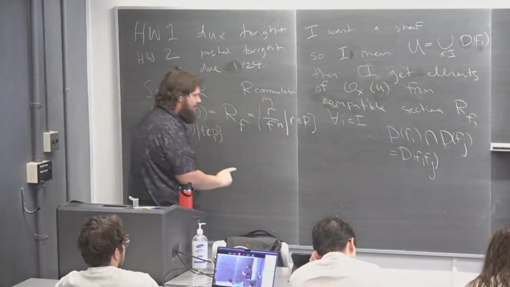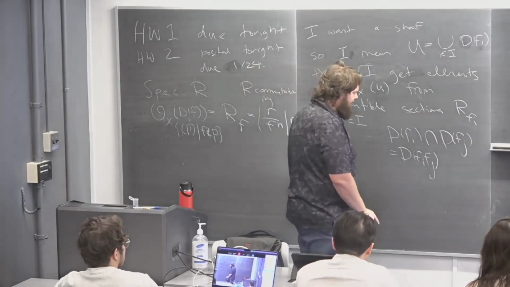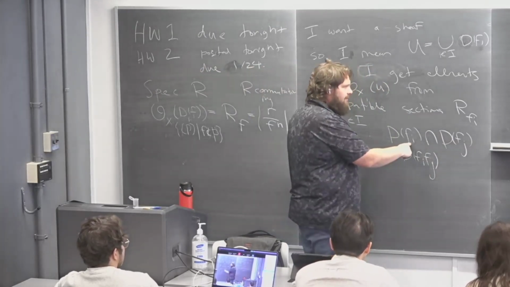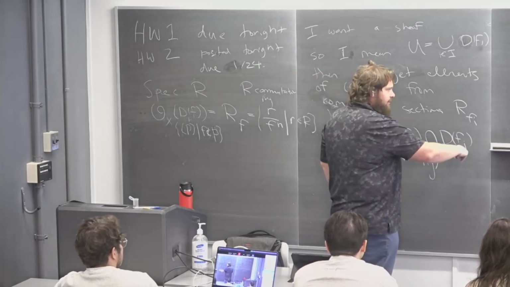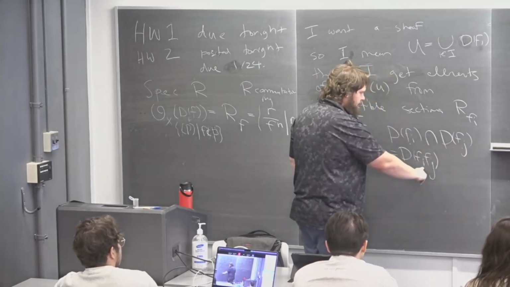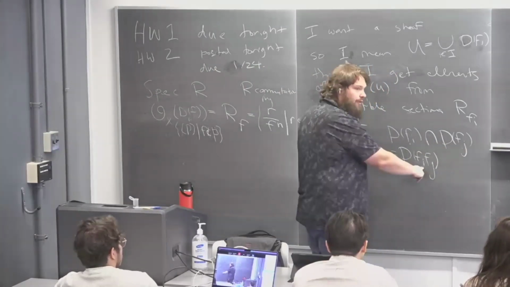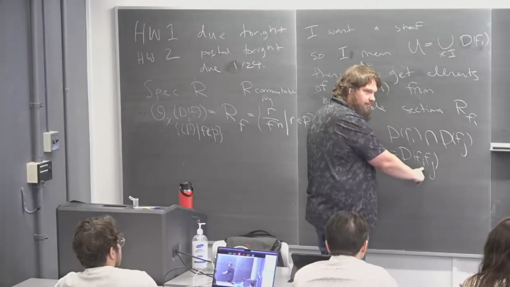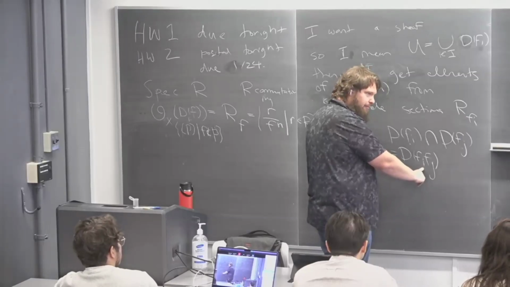So maybe a nicer way to think about this is, here I'm removing the zero set of F_i, and here I'm removing the zero set of F_j. So if I take the intersection, that's removing the zero set of both functions, which is the same as removing the zero set of the product.